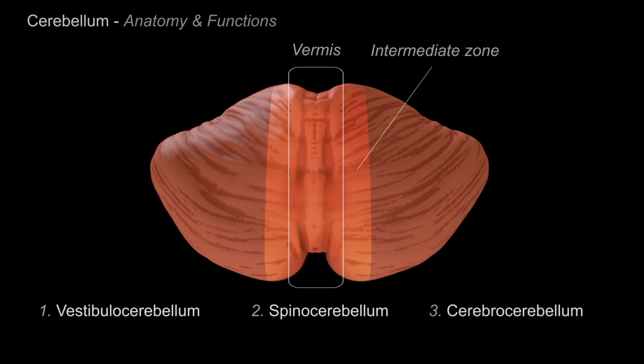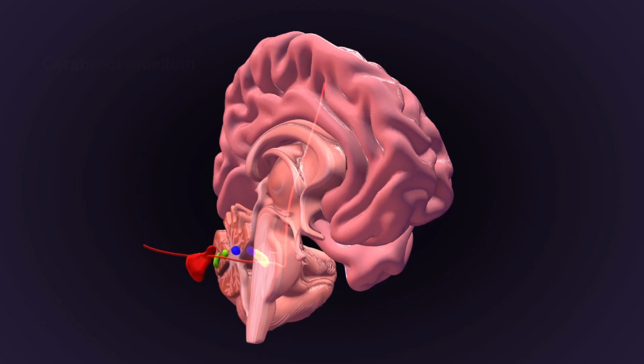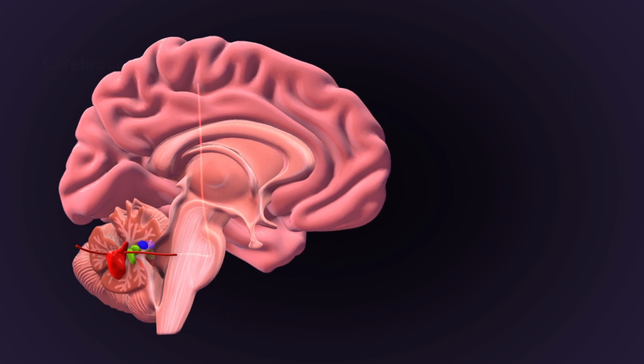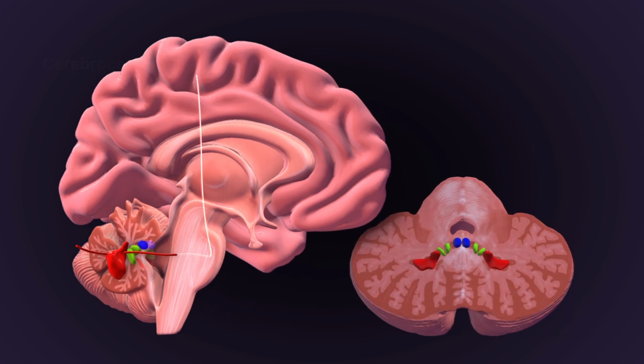The cerebrocerebellum is comprised of the lateral zones of the cerebellar hemispheres. The functions include preparation of intended movement, planning and timing of voluntary movements, as well as learned and skilled movements. Information from cortical areas is sent to the cerebrocerebellum through the pontocerebellar pathways, which synapse in pontine nuclei in the brainstem.